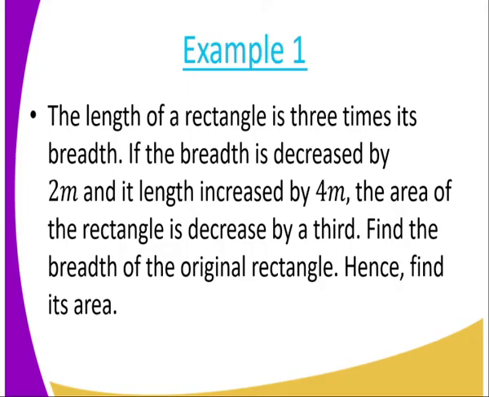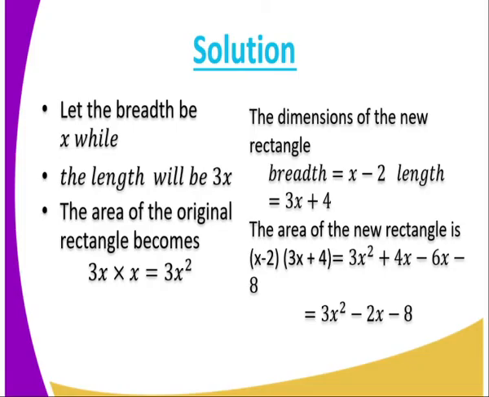We take another example. The length of the rectangle is 3 times its breadth. If the breadth is decreased by 2 meters and its length increased by 4 meters, the area of the rectangle is decreased by that. Find the breadth of the original rectangle and find its area. This is the way you're supposed to take it.